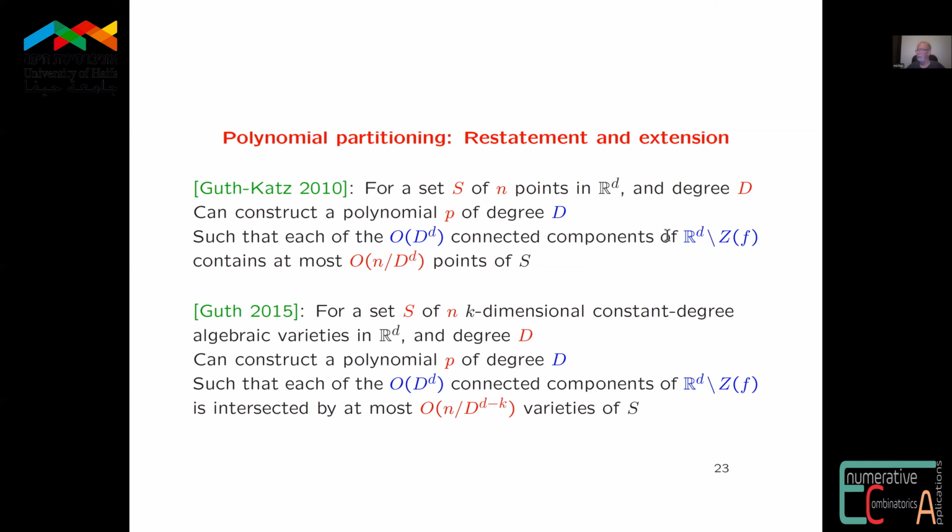I give you a degree d, and I can construct a partitioning polynomial p of degree d, so that each of the connected components of the complement of its zero set will now not contain, because we now have varieties that go through several such things, but each of them will be crossed by at most n over d to the d minus k varieties. This is the correct bound on average, no matter which polynomial you pick, but to ensure that this happens in the worst case in each component is a highly non-trivial result.